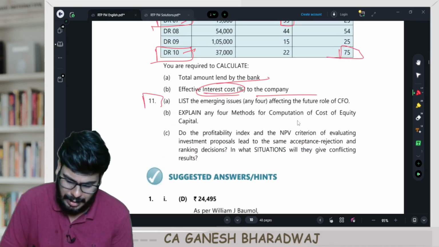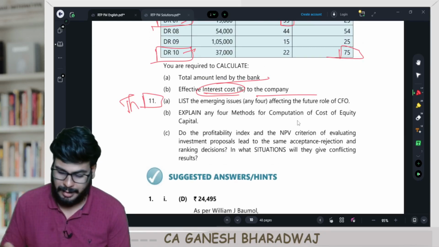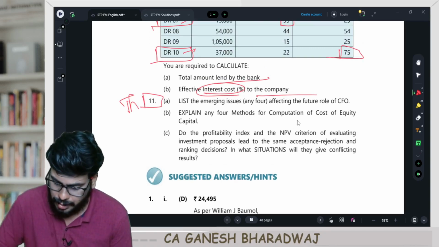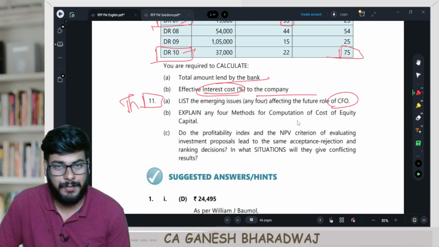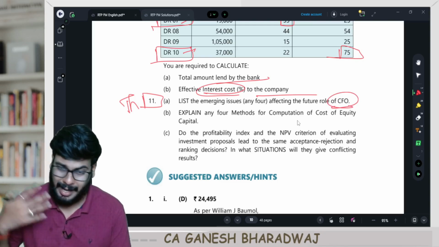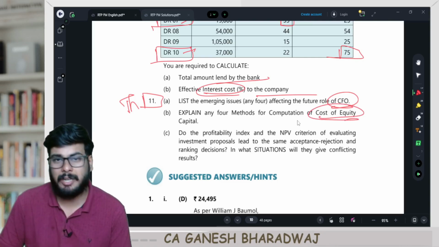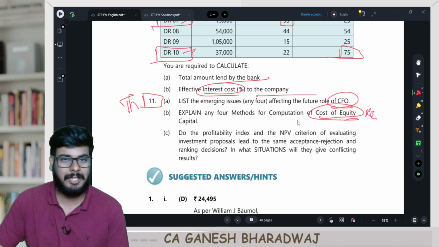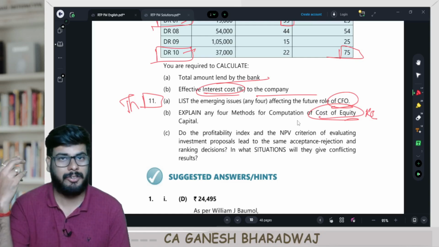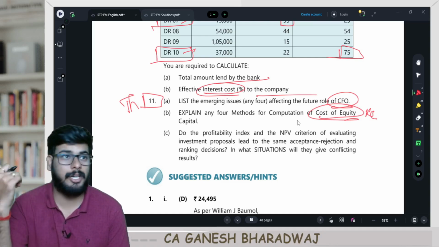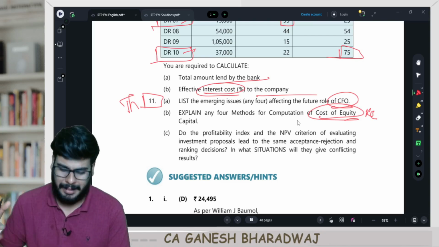Okay, fine. Question number 11 is going to be a purely theory question, right? List the emerging issues affecting the future role of CFOs. It's a hardcore theory question, directly from your study material. Then, four methods of computation of cost of equity. Yes, you can use your growth model, you can use the direct model, you have the CAPM method, you have the IRR method, and you have the yield to maturity method. These are basically the methods.